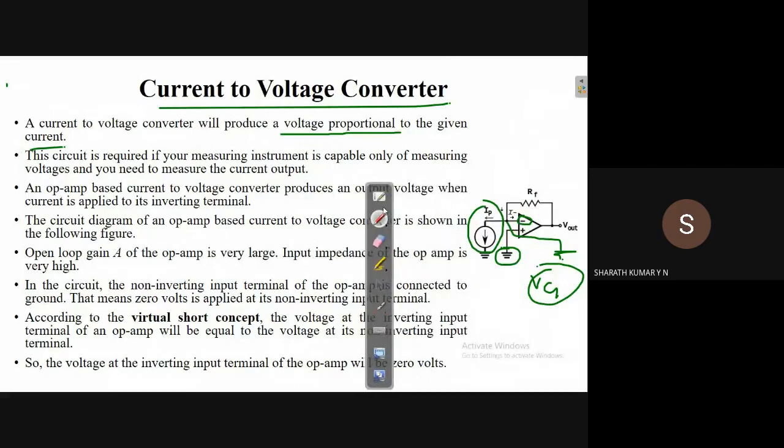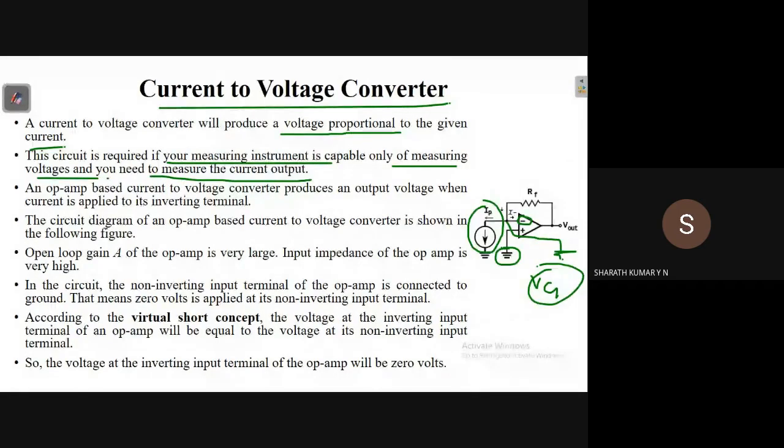So how does this circuit work, guys? This circuit is required if your measuring instrument is capable of only measuring voltage, and you need to measure the current output. Depending on the requirement, if the measuring quantity is only the voltage, then we go for a current to voltage converter.